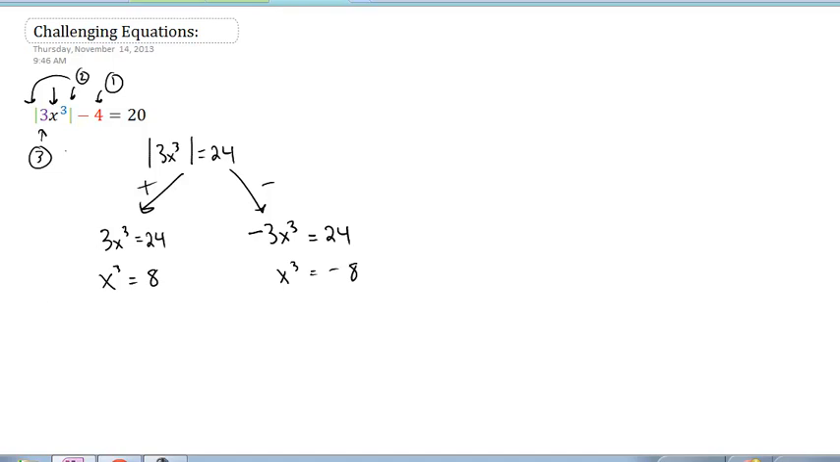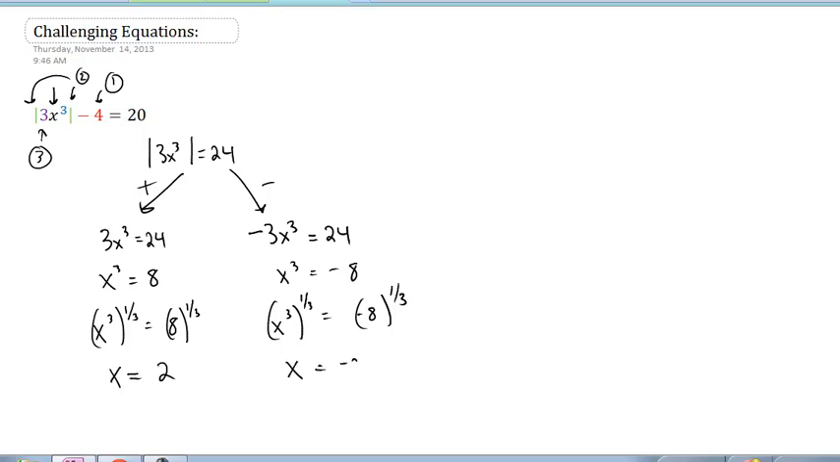And finally, I'm going to go ahead and take care of that power. I'm going to take care of that power by raising both sides to 1/3. Remember, that's how I'm going to reverse that power in both cases. And the result now is I get, for one path, x equals 2, and for the other path, I get x equals -2. And there we go. We have two solutions, by thinking about the order in which I'm going to unpack that set of operations.